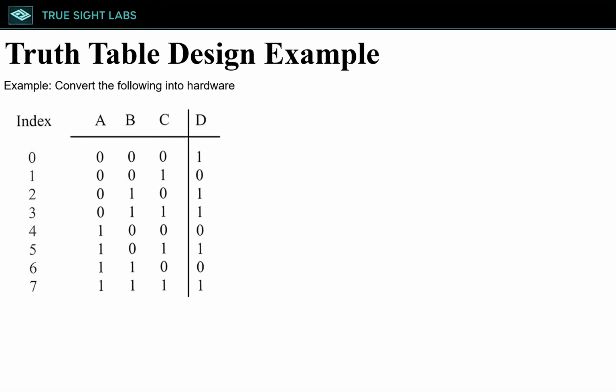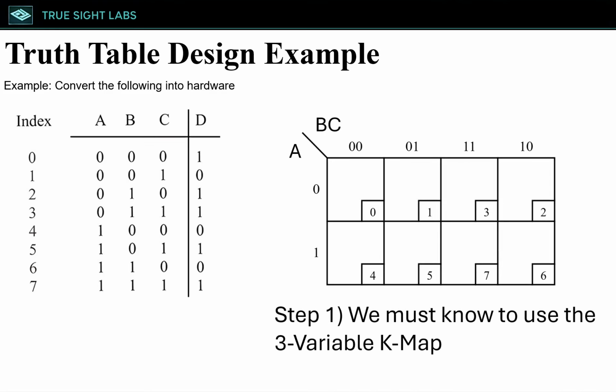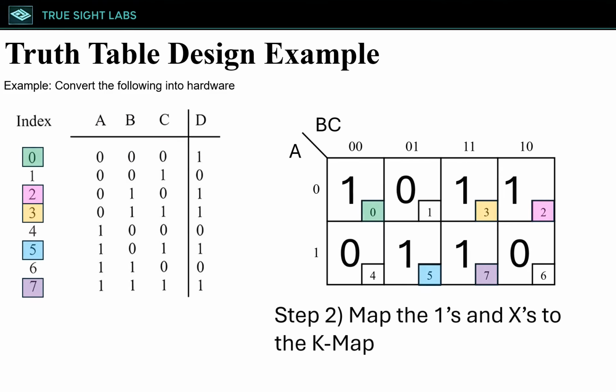So now let me show you an example of how a three-variable truth table can be converted into a digital circuit. So the first step is to identify that we need to use a three-variable K-map. The second step is to map the 1's and X's to the K-map. The indices make it obvious where each 1 or X should go.